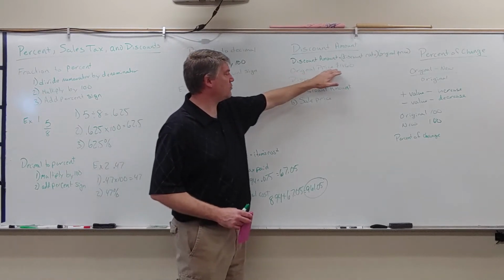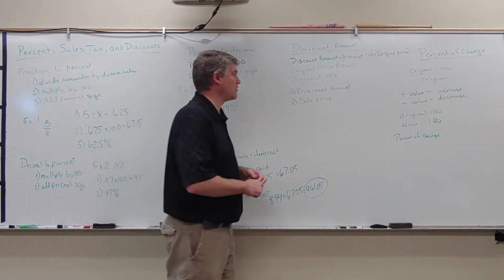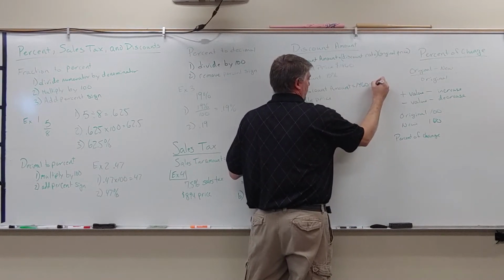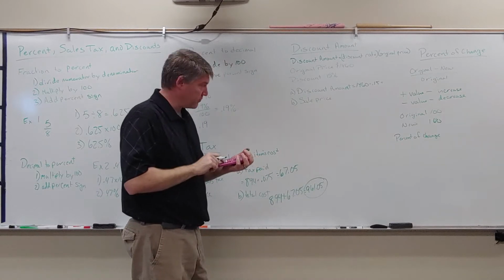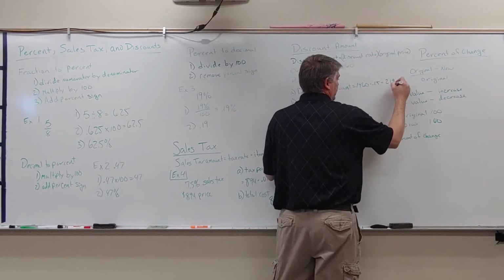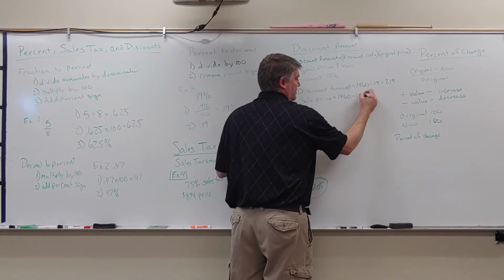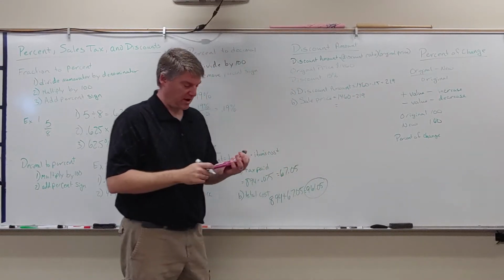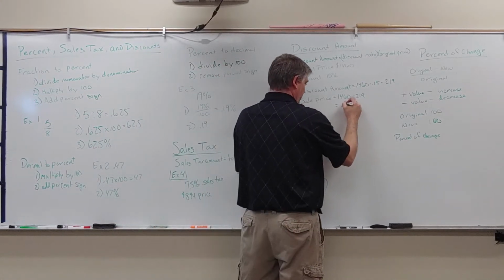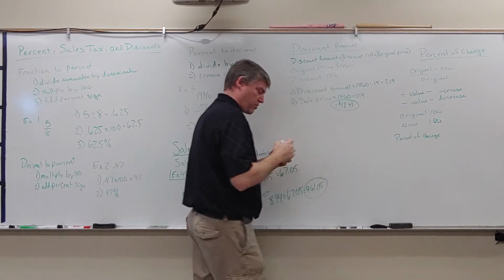So if my original price was $1,460 and I have a discount of 15%, if I want to find my discount amount, I'm going to multiply these together. 0.15. Okay, so I have 1,460 times 0.15, and that gives me 219. That's my discount amount. So if I want my sales price, I'm going to take my original price minus my discount amount. Okay? And so that's going to give me my new value of 1,241. So there's my new amount.